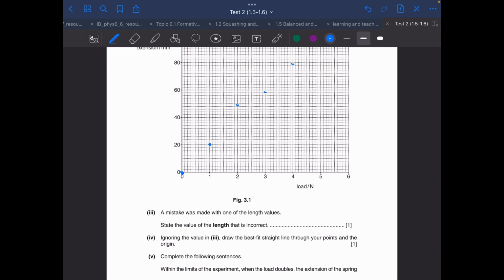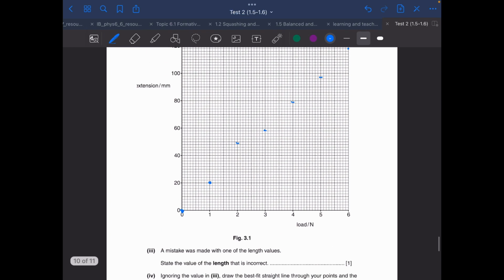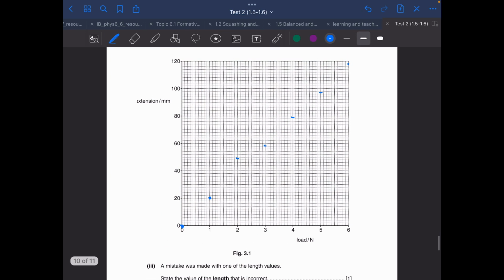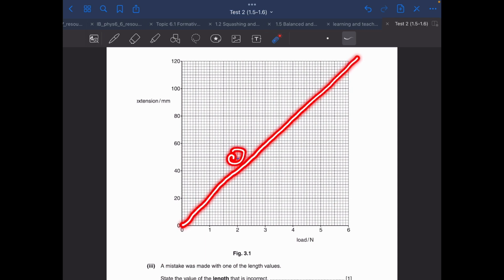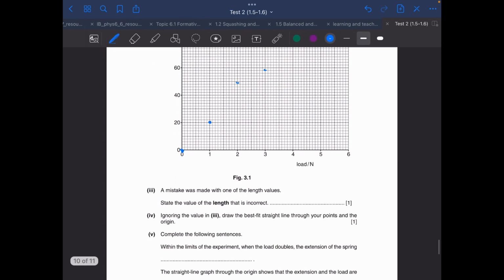Then on 3, it says a mistake was made with one of the length values. State the value of the length that is incorrect. Well, if we look there, it appears to me that if I were to draw a best fit line, which ones would be off? The one that seems to really be off is this one here, 58, right? So 58 would be incorrect, okay?